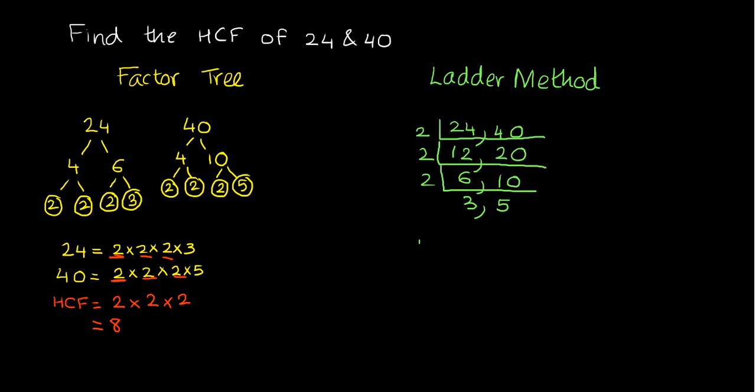My highest common factor is going to be the numbers on the left. So 2 times 2 times 2, which is 8. And that's my highest common factor. That means 8 is the largest times table in which both the numbers 24 and 40 come in. Right, we'll have a look at LCM, I think, next.